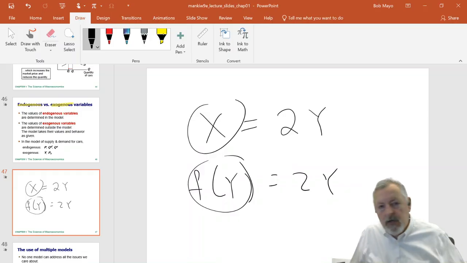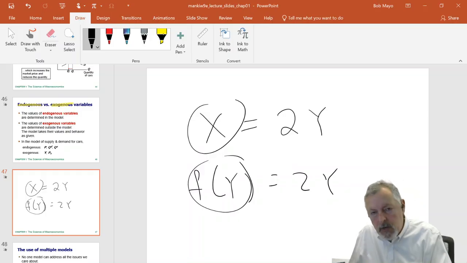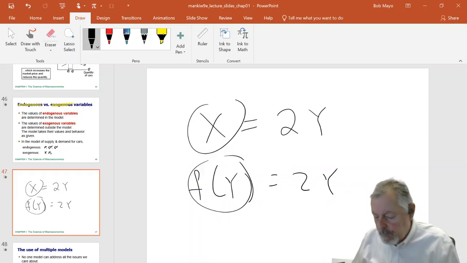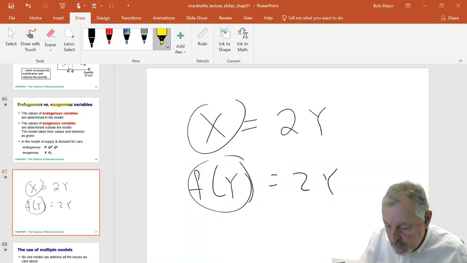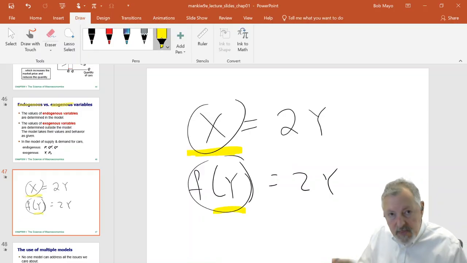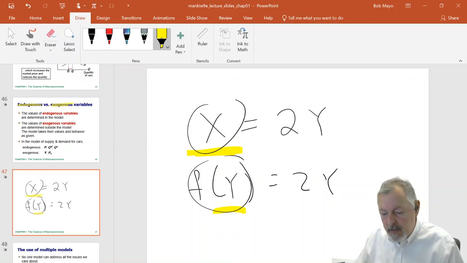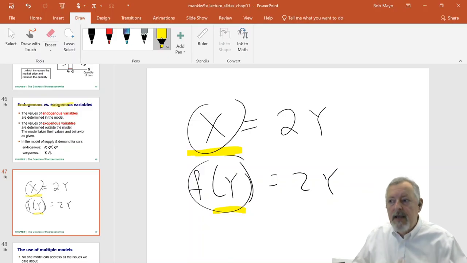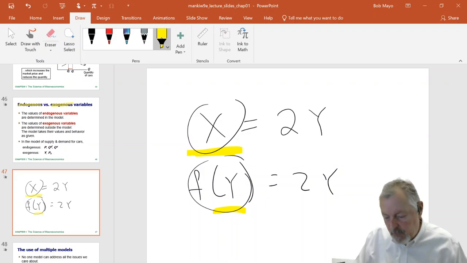I give the function a value for y, which can be anything I want. Then the function spits out a value for x, or f of y. I don't get to pick what x is. The function does that because it's determined within this little simple model. So the exogenous variable is the one that you pick, or ones, plural, that you pick. Endogenous are the ones that the model spits out.